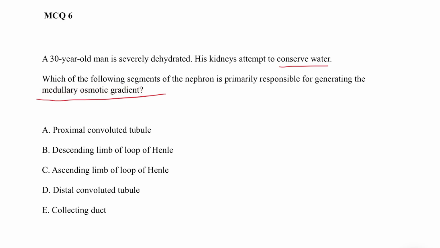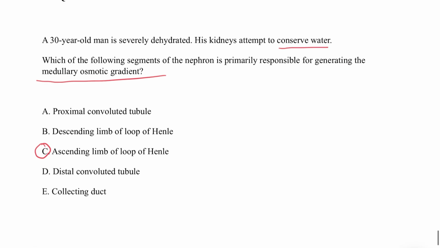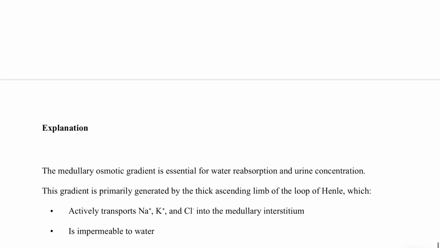So in this question it is given that the patient is dehydrated and wanted to conserve the water. Which of the following is responsible for generating the medullary osmotic gradient? The options are proximal convoluted tubule, descending limb of loop of Henle, ascending limb of loop of Henle, distal convoluted tubule, and collecting duct. The answer here is ascending limb of loop of Henle. So let us see how we came to this answer.